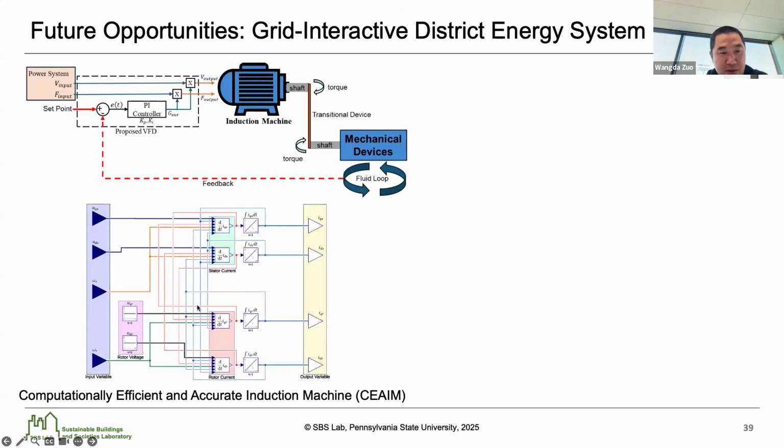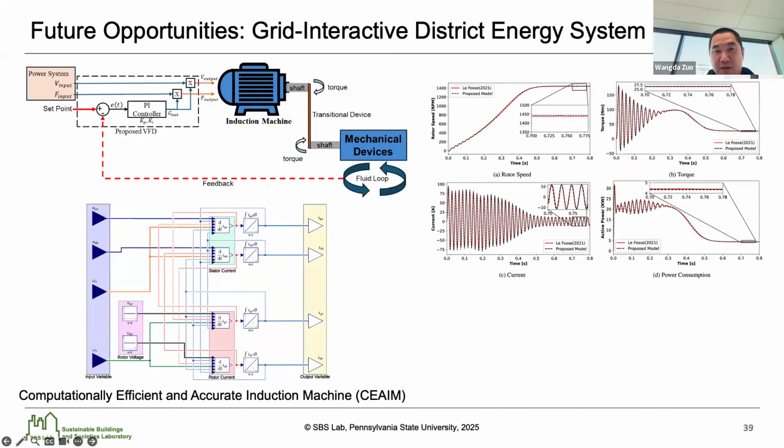So this is the model Viswanathan created. We call it a computationally efficient and accurate induction machine model, because most of the motors in buildings are really induction machines. Then we compare the performance. As you can see, again, it just matches very well with different data.